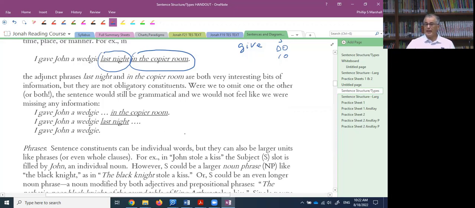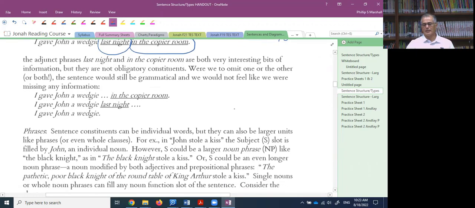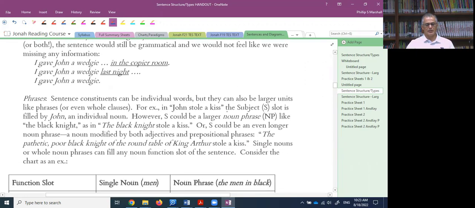I could omit both adjunct constituents. I gave John a wedgie, period, right? And all of those are perfectly grammatical sentences. But if I drop one of the complements, I gave John, that doesn't sound right. And if I drop the indirect object, I gave a wedgie, that doesn't sound right. Okay. We need complements. Adjuncts are not obligatory. All good?